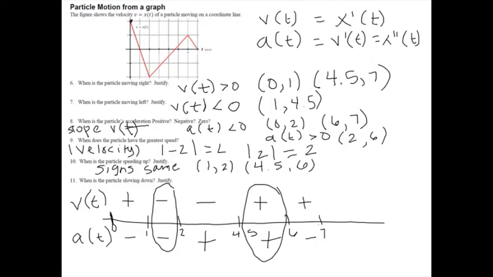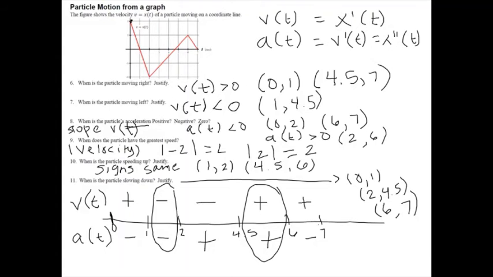Now, let's see. Where's the particle slowing down? Well, that's where the signs are different. So that's everywhere else. I'm going to draw myself a little arrow out here. It's going to be from 0 to 1, from 2 to 4.5, and from 6 to 7. So that's how we do a problem like that where we're given velocity.